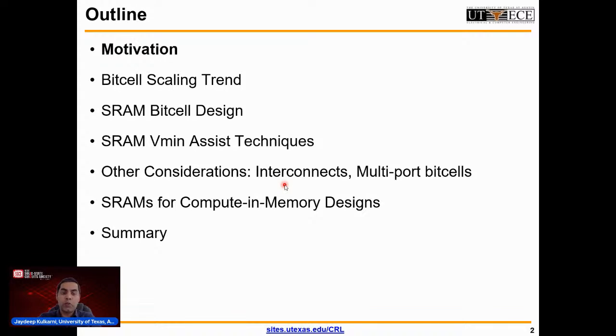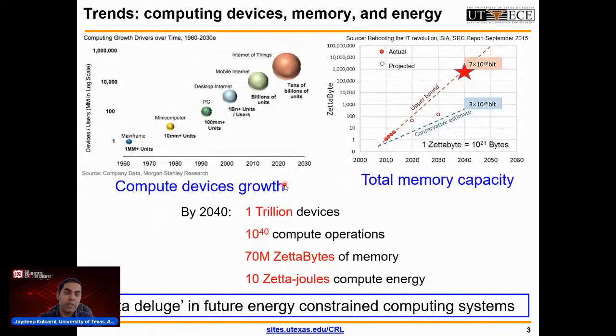So let's begin with the motivation as to why these high-performance embedded memories matter. If you start with the trend that is happening in the computing devices and how it translates into the total memory capacity and the total energy. So if we start with the plot on the top left, which shows the number of compute devices plotted in the log y-axis as a function of time, in years, on the x-axis. And we see that the number of computing devices which are deployed worldwide are growing exponentially. And by around 2030, 2040 time frame, there will be around 1 trillion compute devices in various shapes and forms. So what does that mean for the overall compute energy and the memory capacity?